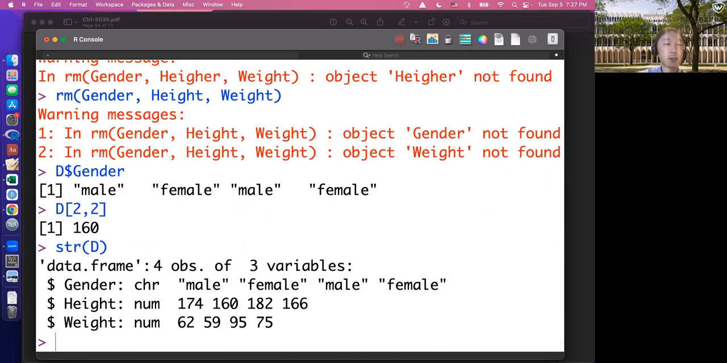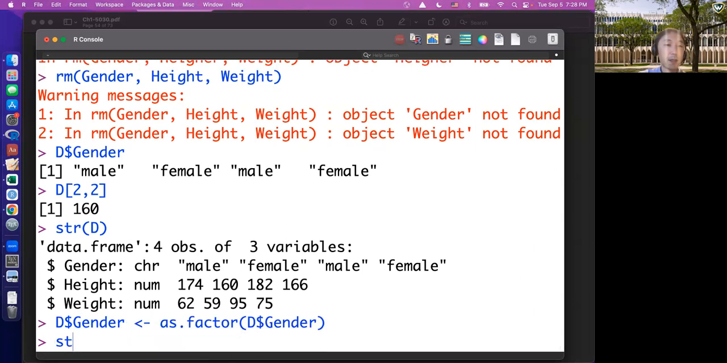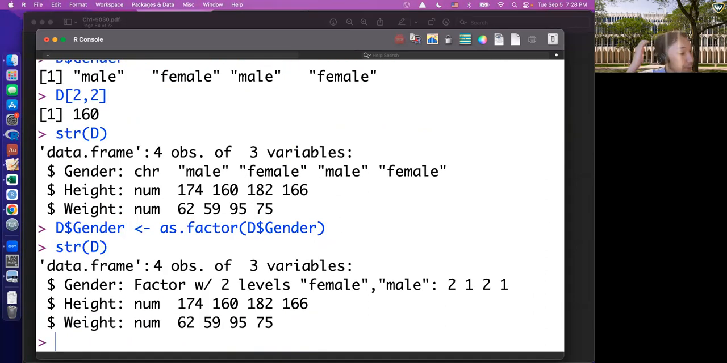And if we type the structure of D, then we get this. So this is the structure of D. You can see the first column is character, the second column is height, and the third column is weight. If we want to make the first one a factor, we redefine D $gender as a factor. Then the structure of D is this.